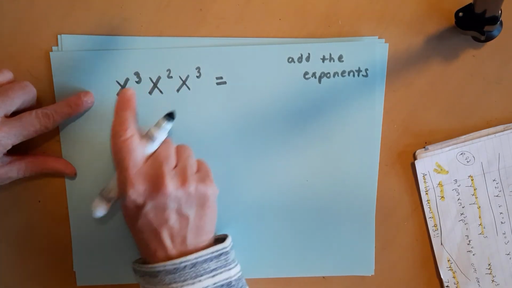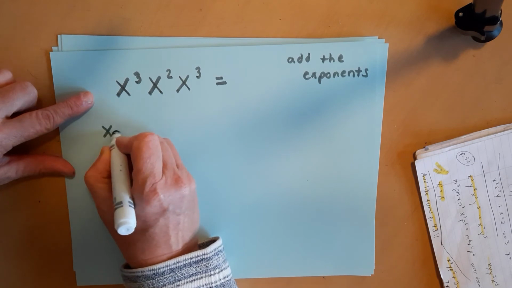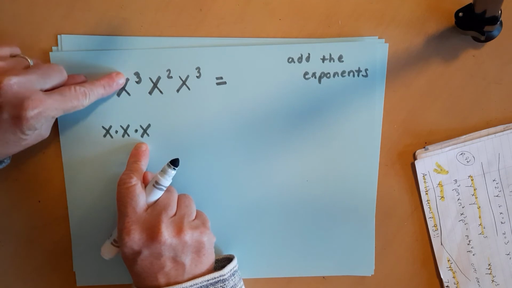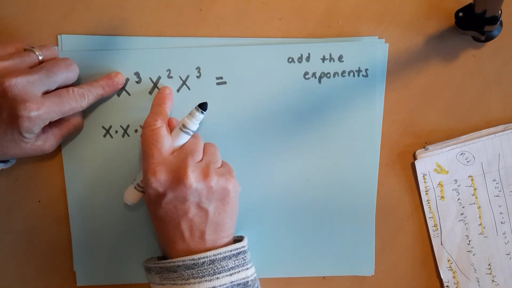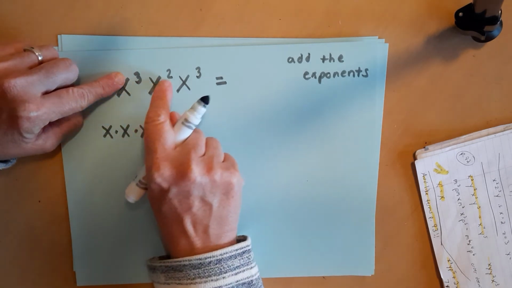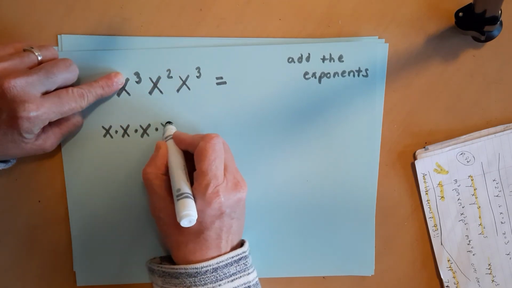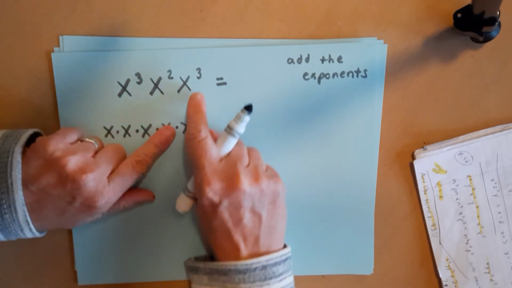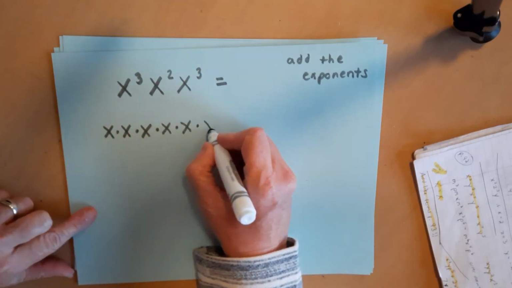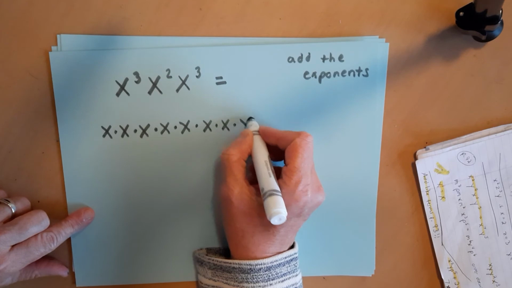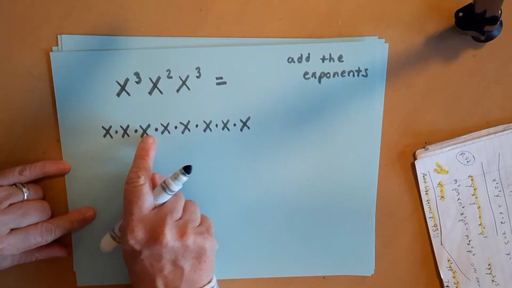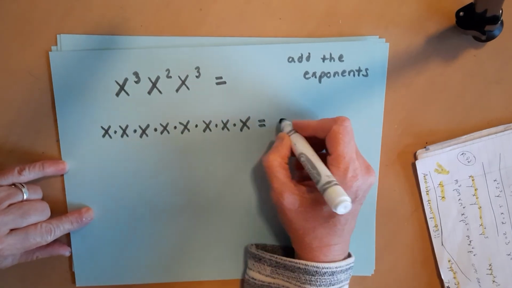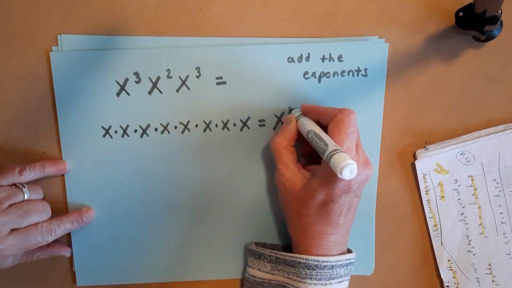What does x cubed mean? It means x times itself 3 times. This means this. Now we're multiplying this number by x squared. X squared means x times itself 2 times. So now that equals that. Now we have another x cubed, which if you remember, it means x times itself 3 times. So now we have 1, 2, 3, 4, 5, 6, 7, 8. 8 x's being multiplied by themselves. So that answer would be x to the 8th.